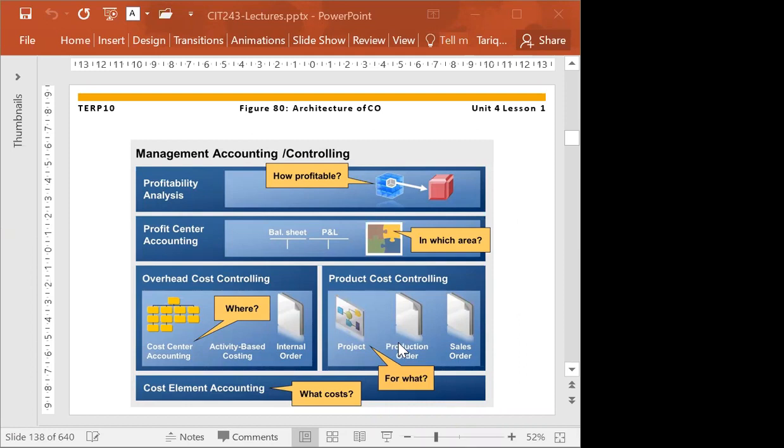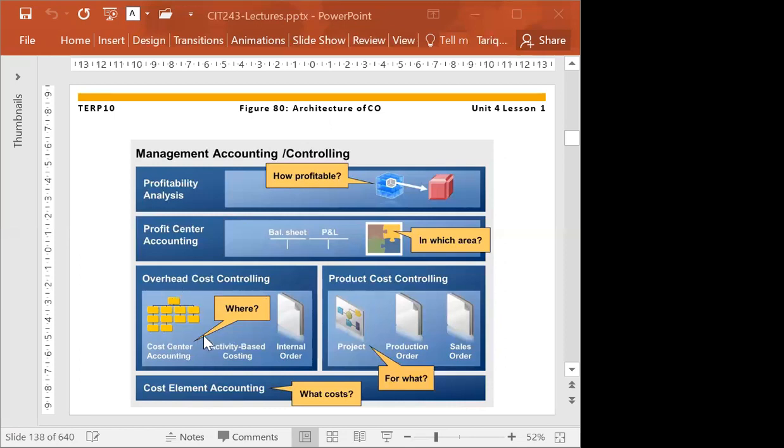So the actual amount will be settled with the customer. So this is where we have product cost controlling. Any product we are manufacturing, or any maintenance order we are having, that is what we call product cost controlling. On this side is overhead cost controlling. We purchased a car, and now any maintenance that happens on that car is the overhead cost.